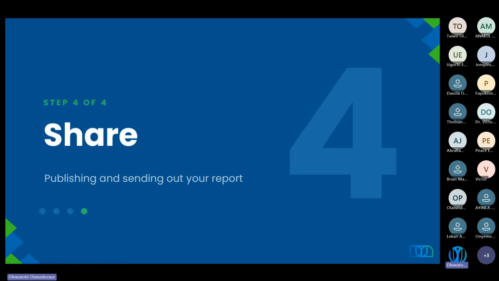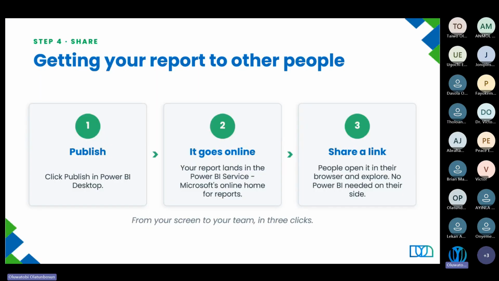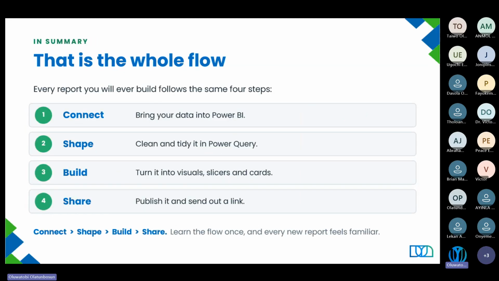So the last bit of it is the sharing phase. This is where you publish, you send your report out. How do you do this? You publish in your Power BI Desktop. When you publish, it goes to your Power BI service. Then you have a link to share with people. This just happens within 3 clicks. There's no major thing we need to talk about.